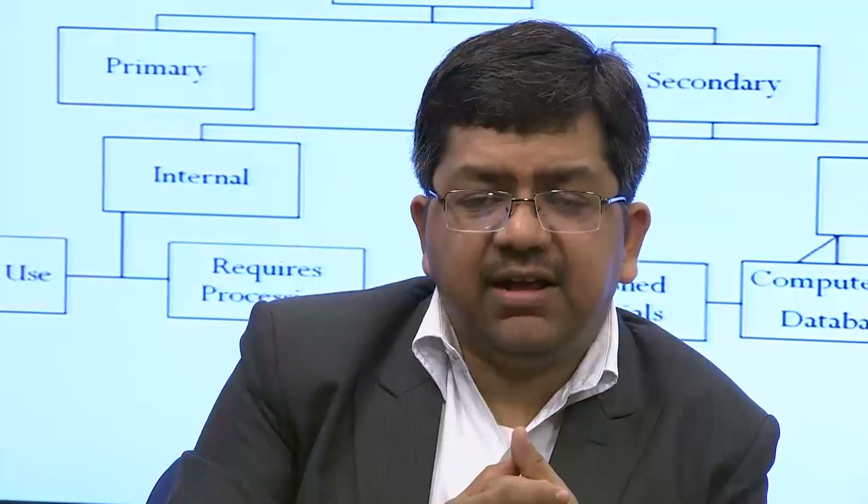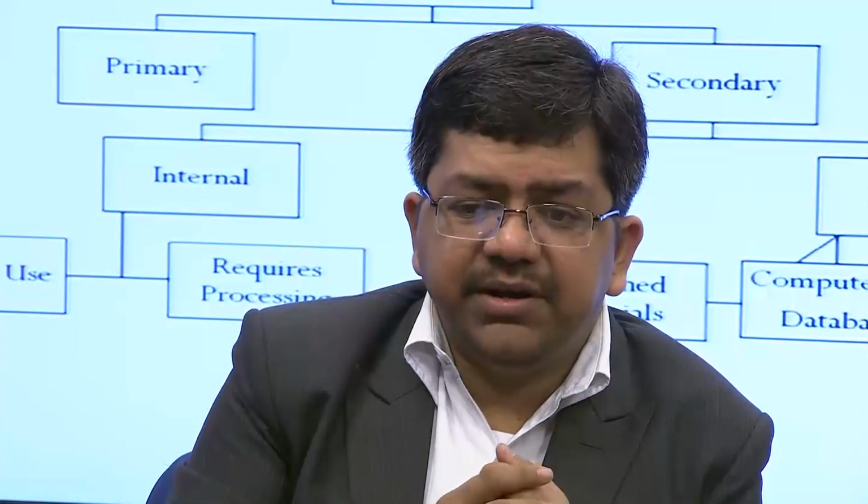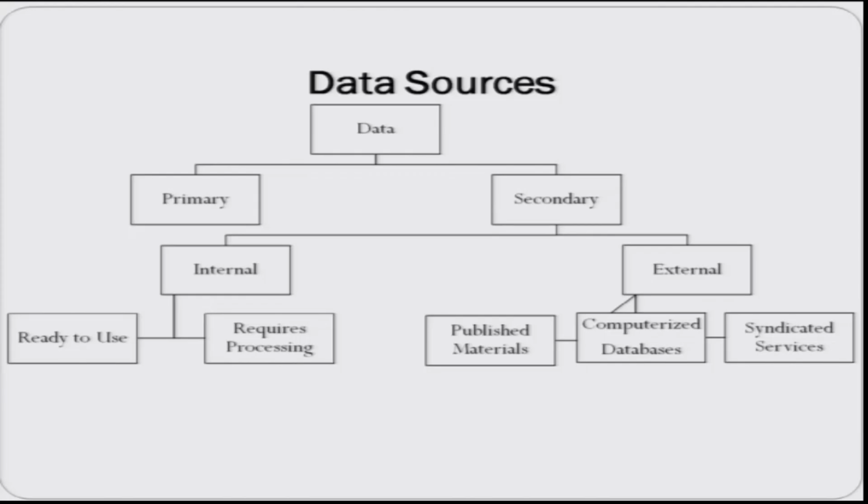So, the secondary data could be of two types, it could be internal, it could be external. Internal data is something which lies within the firm, and it can again be of two types. It could be in a ready to use form, something which is for this purpose only, or it could be in the form of something that you can further process, infer and analyze to answer the issue at hand.